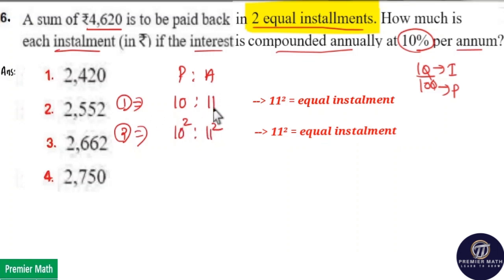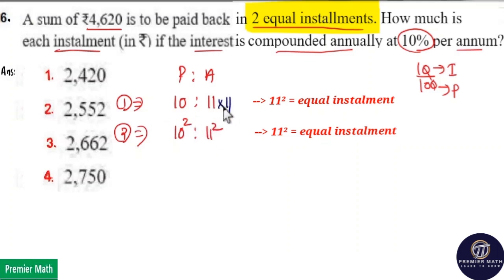If for the first year it is 11, for the second year it is 11 square. So if for the second year it is 11 square, we should equalize the first year as well, that is 11 into 11. In order to equalize this, multiply it with 11. That is, now amount is equal in first year and second year, that is 11 square and 11 square. So when I multiply 11 with 11, I should multiply 11 here also, in order to equalize the 2 equal installments.